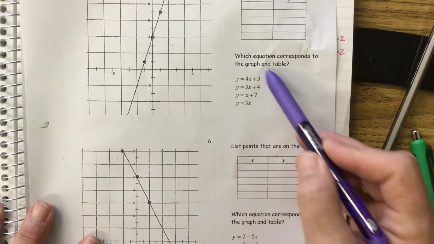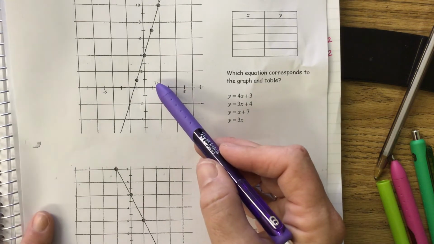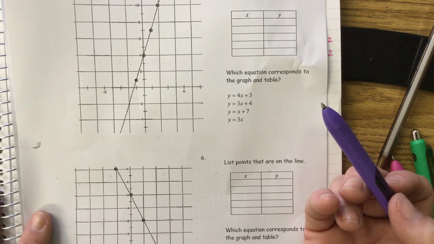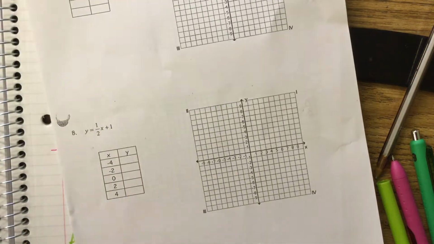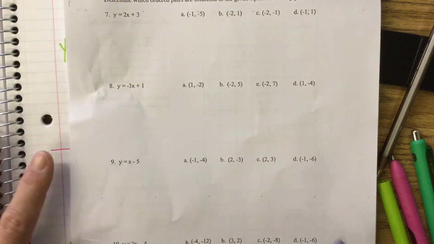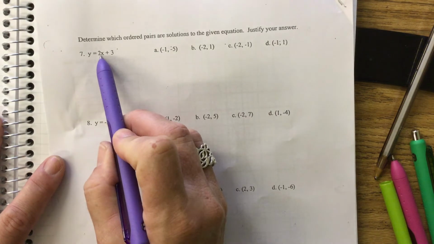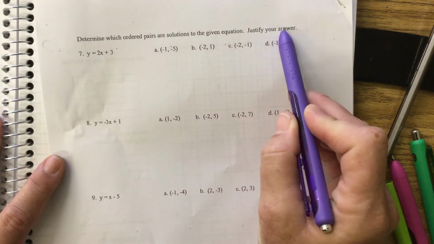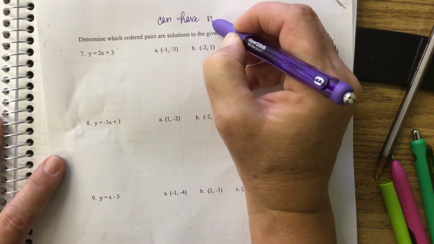And I want you to, how would you find out if this is the equation to that line? Think about substituting some of the values. Does it work? Okay, and the same thing below. Really all we're doing is we're practicing those ordered pairs, table, graph, and the equation, working back and forth, because they all represent the same thing. So to the right, we need to find out which ordered pairs are solutions to the given equation. And you can have more than one answer.